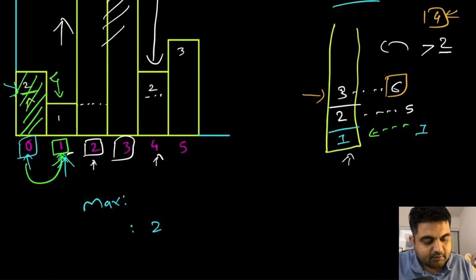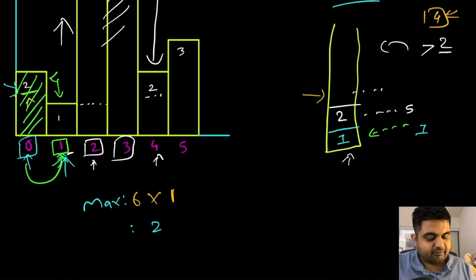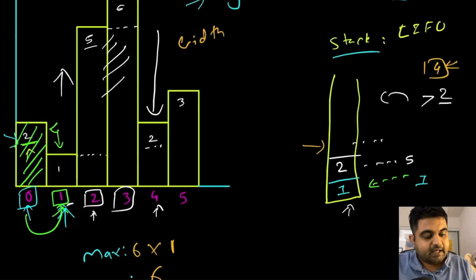If we pop 6 out, currently this 3 is no longer present. We know that this was relevant for 1 width, which means width was 1 and the height was 6. So now the maximum rectangle we have been able to find is of size 6, which is greater than the previous maximum we had. So we are going to update that. Okay. Now are we done?